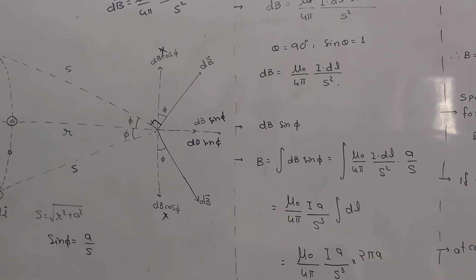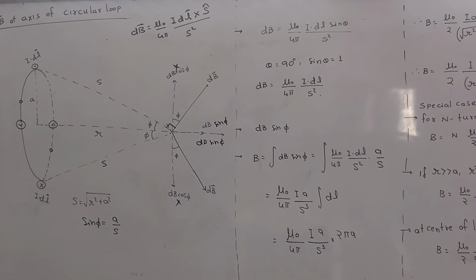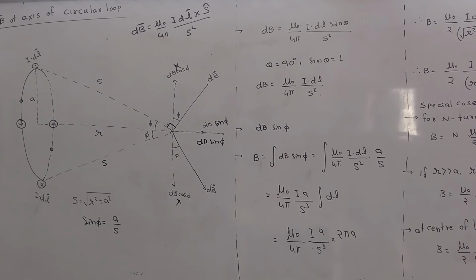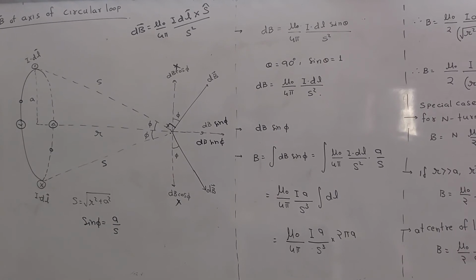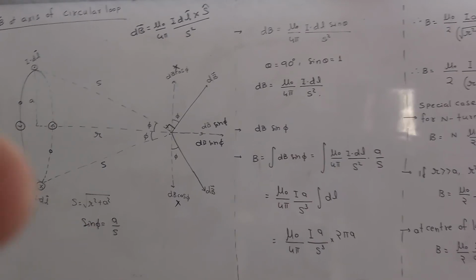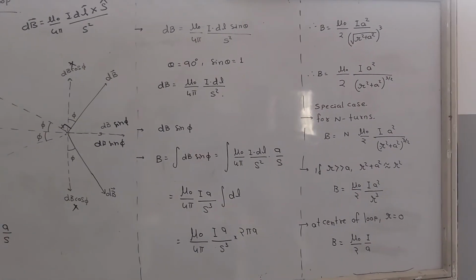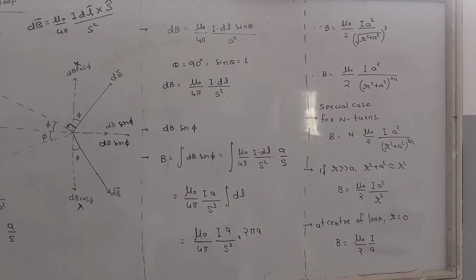Now the loop is circular and its integration will be the circumference of this circle. What is circumference? 2 pi into radius. So integration of dl is 2 pi into the radius. What is the radius? The radius is a. Clear up to here? Now, just put the value of S. What is the value of S? See in the diagram. It is root of r square plus a square. Just put that value of S over here, and this is what you get.